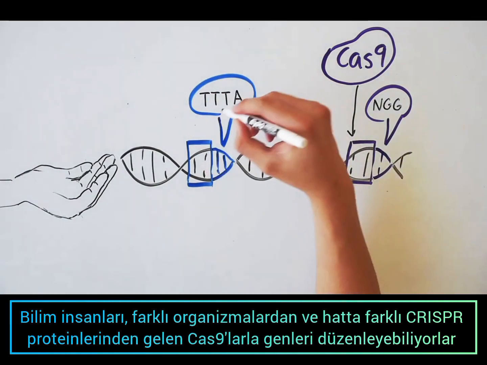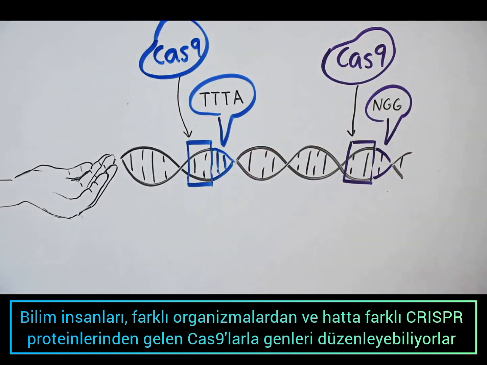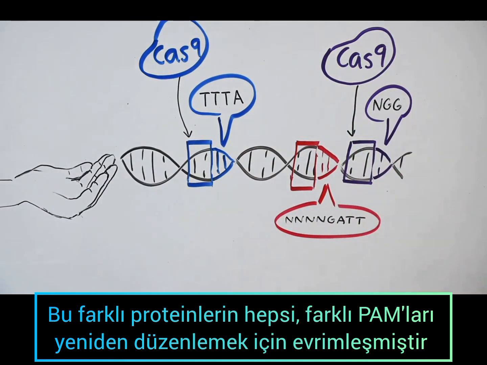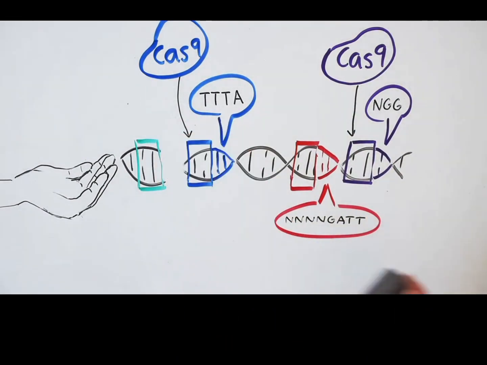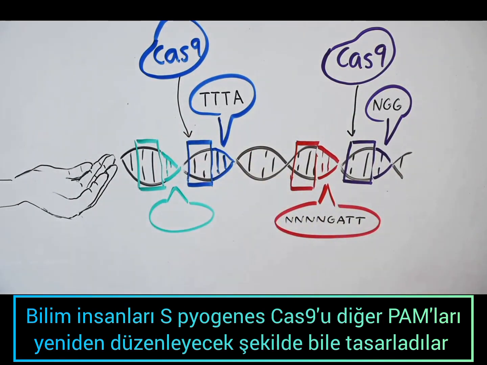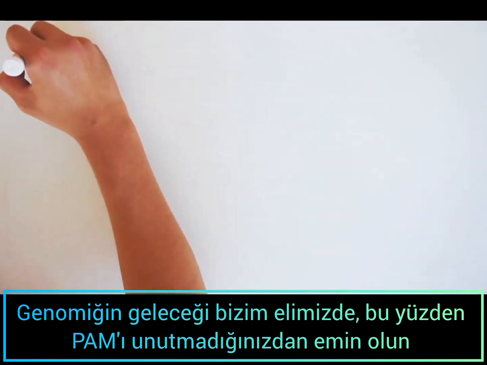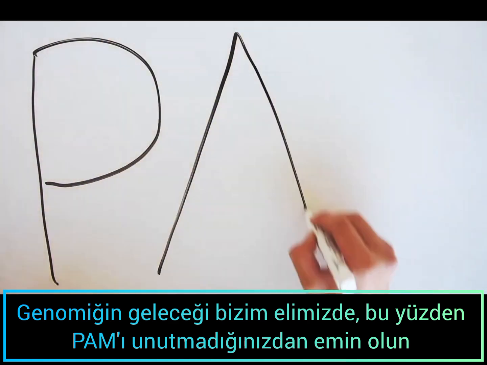Scientists can edit genes with Cas9s from different organisms and even different CRISPR proteins. These different proteins have all evolved to recognize distinct PAMs. Scientists have even engineered the S. pyogenes Cas9 to recognize other PAMs. The future of genomics is in our hands, so make sure not to forget the PAM.